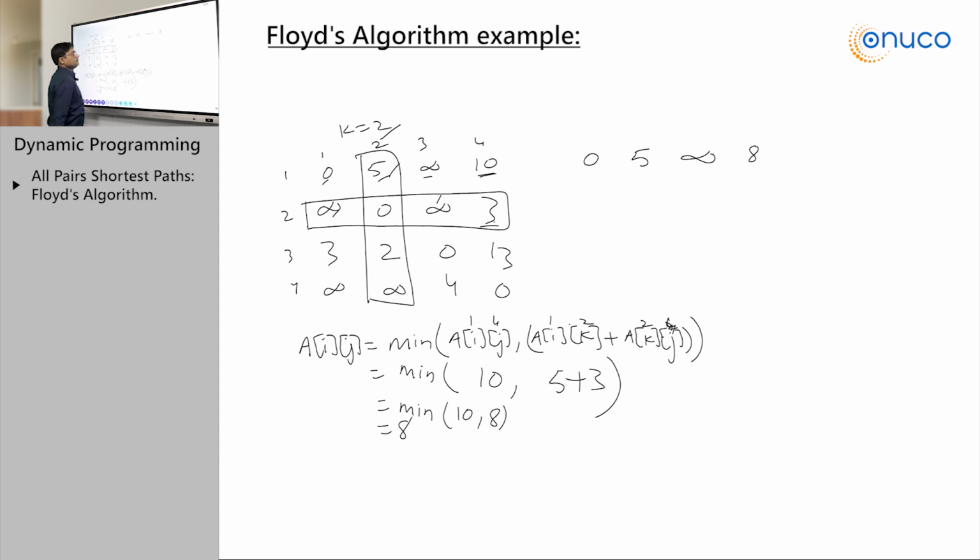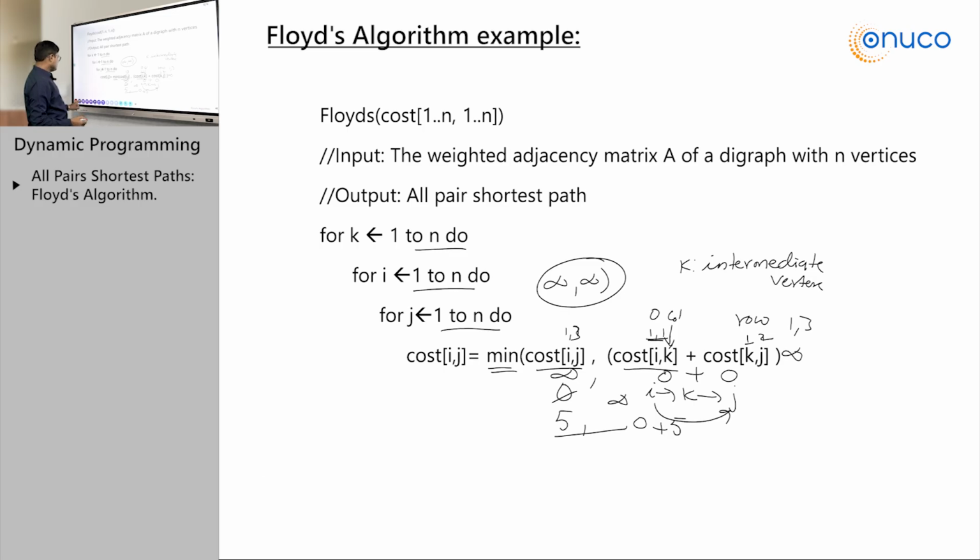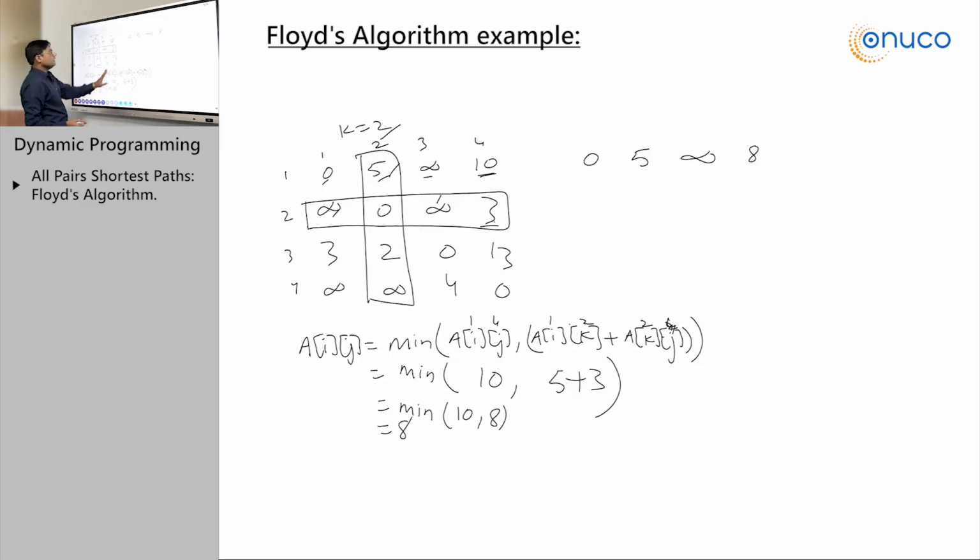Now it becomes 8. To see that, what is the position of this? A to D. If you see in our original graph, A to D direct distance was 10. But there is an indirect distance A to B and B to D. A to B is 5, B to D is 3. So 5 plus 3 is 8. And that is why Floyd's algorithm is giving you the outcome as 8 and you have updated it. Similarly, the values in this shaded part we are not in a position to change because one of the values is self, so it will not change.